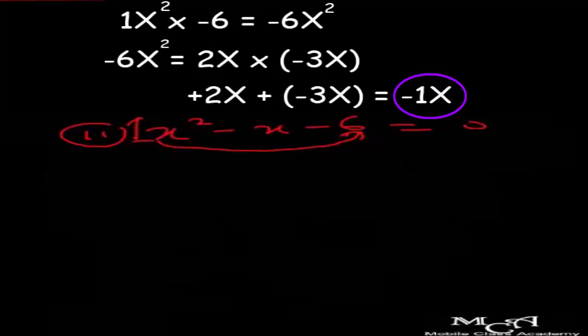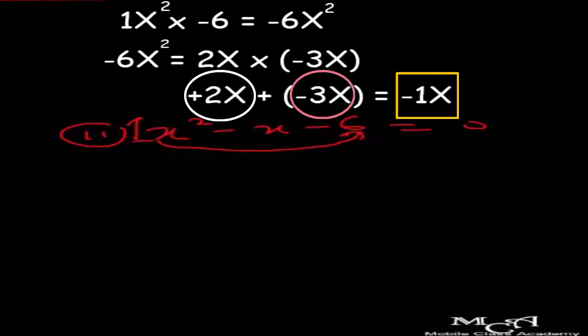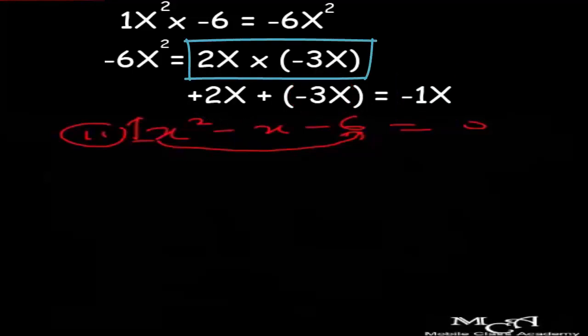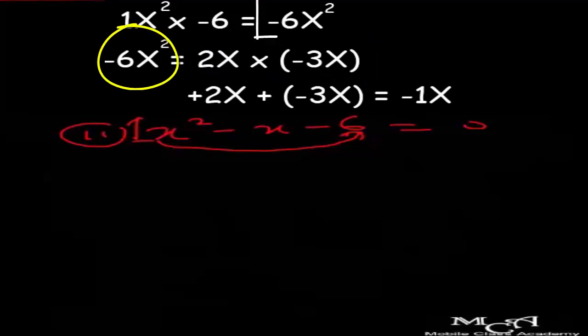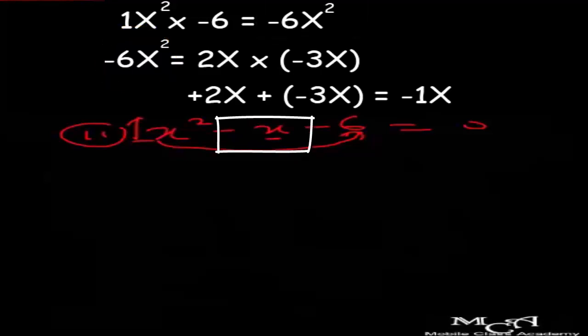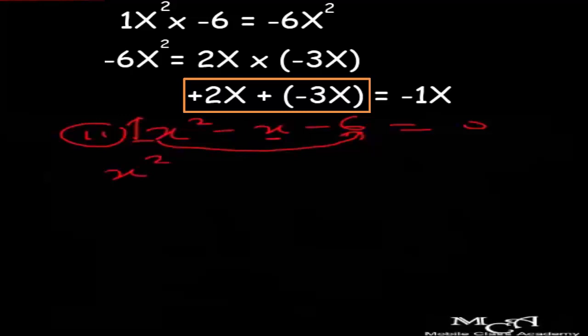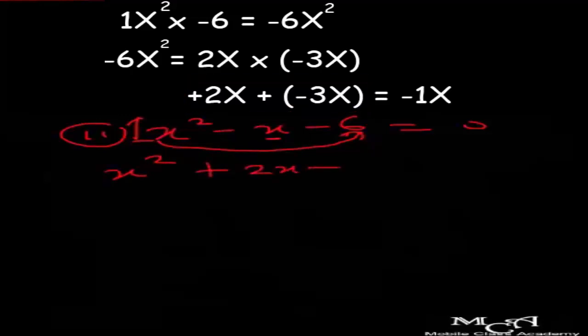So I'm going to look for a sign that I will fix into this 2 and 3 that will give me negative 1x. If I put plus 2x minus 3x, obviously it will give me minus 1x here. So if I multiply plus 2x times minus 3x, it will still give me back my minus 6x squared, which we got originally. So anywhere I see my negative 1x, I'm going to fix this value there. If I do that, I have x squared plus 2x minus 3x minus 6 equal to 0.